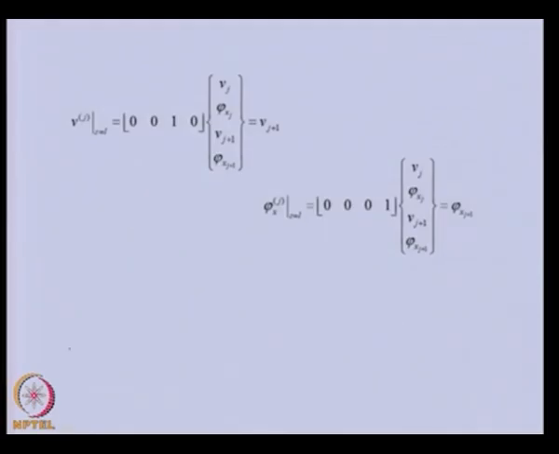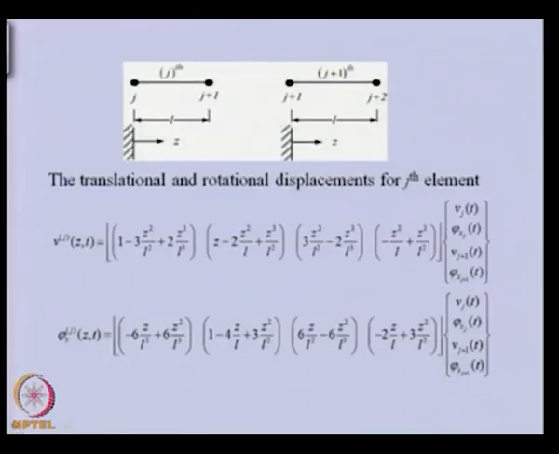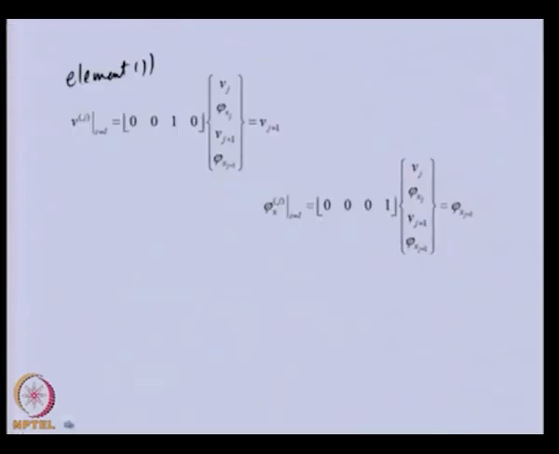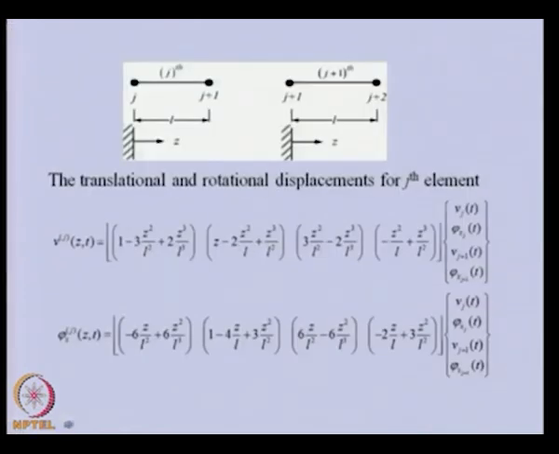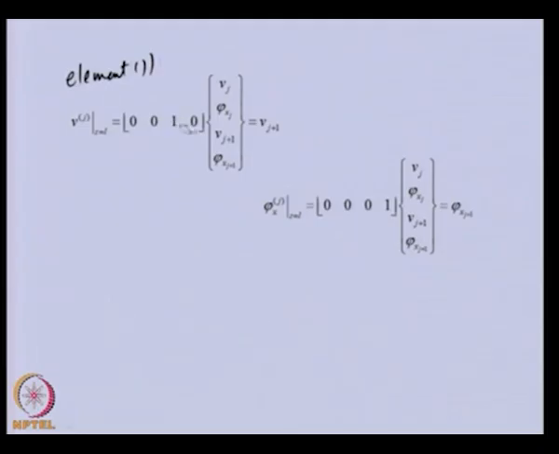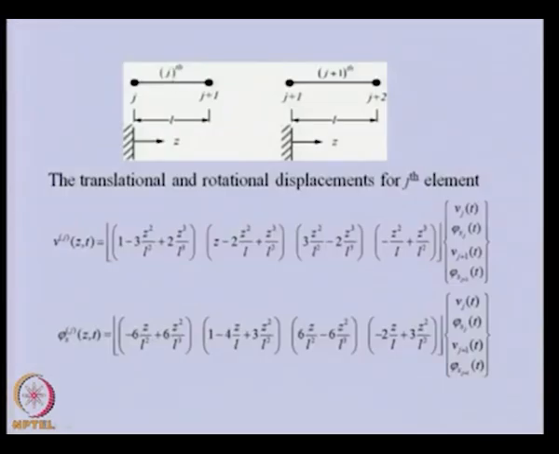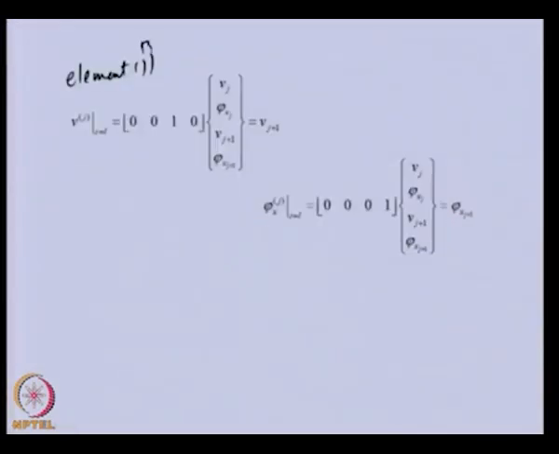So, for z equal to L for the first element, if we substitute in the previous expression z equal to L, we will get only this as 1, others are 0. So, we will get v z plus 1 and for the slope we will get phi x z plus 1. This is for the element, in this particular case the jth element. This is the jth element.